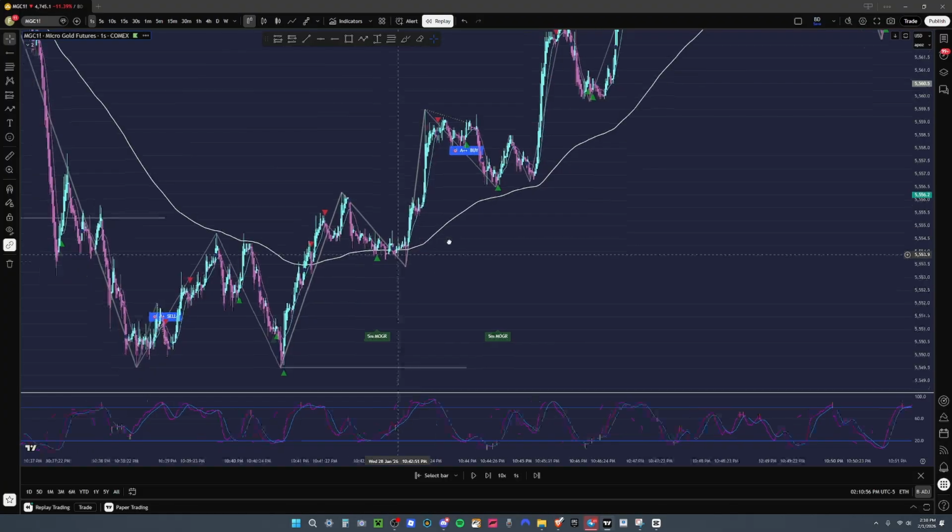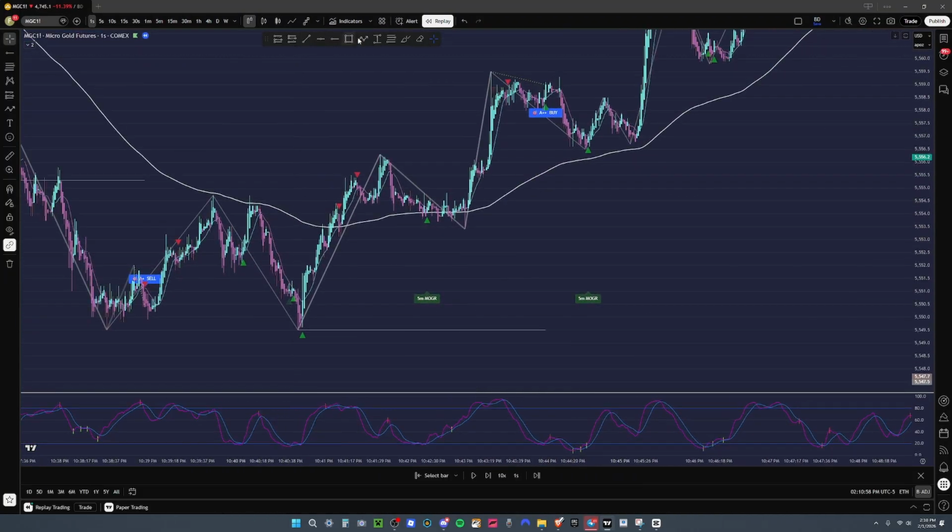So if we didn't make a higher high, it would look like this. We have structure, and then say we have like this, and then we make a pullback. You wouldn't want to take a blue right here. It has to make a higher high like this.